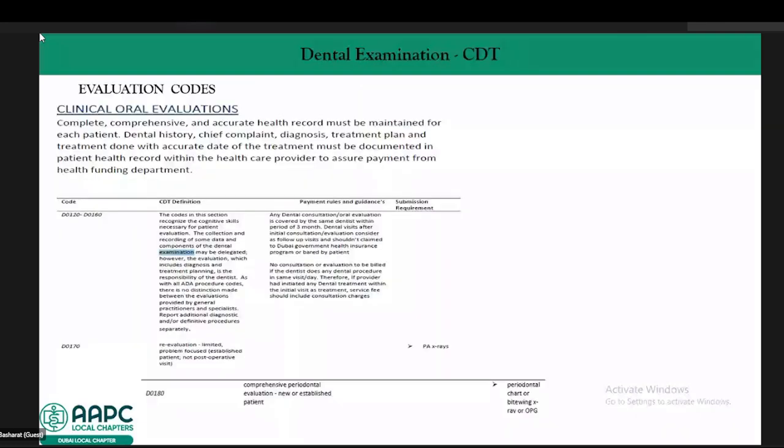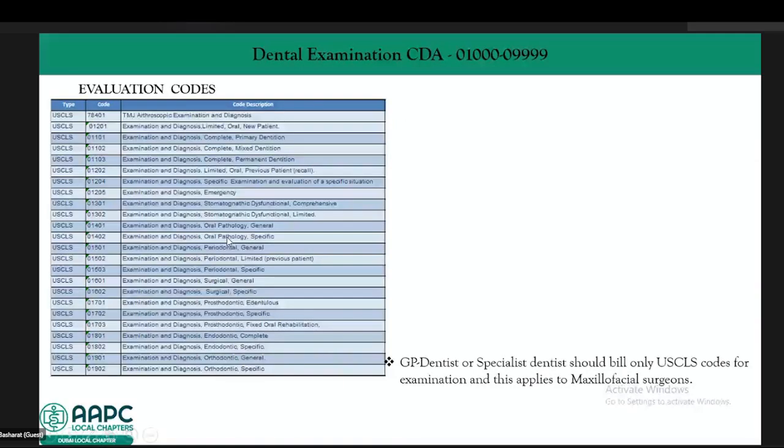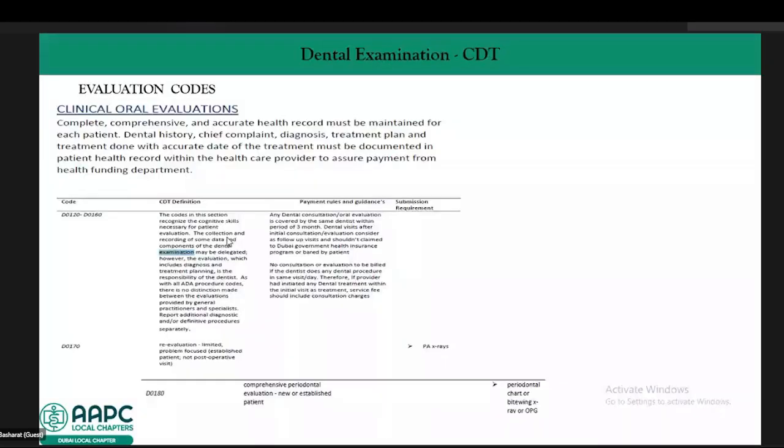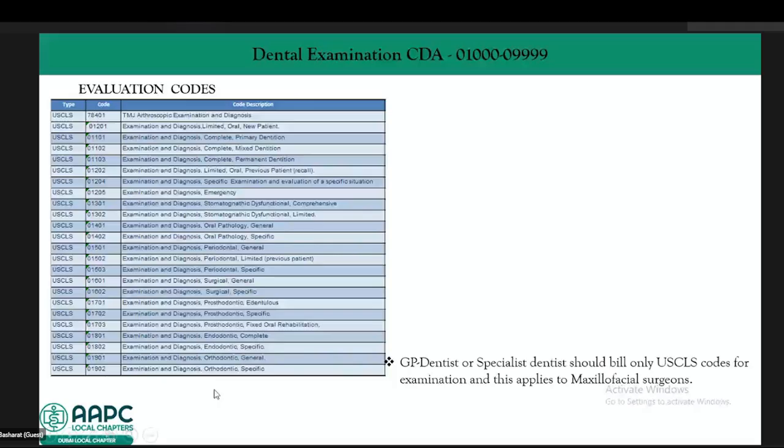Okay, about evaluation codes. For dental examination codes for Dubai, these are the commonly used examination codes: D0120 to D0160. In Abu Dhabi, we have these codes. If you see the difference, in Abu Dhabi we have limited codes for the examination. See, this is for the limited and this is for the comprehensive examination. And if you see Abu Dhabi dental coding, we have a lot of codes.